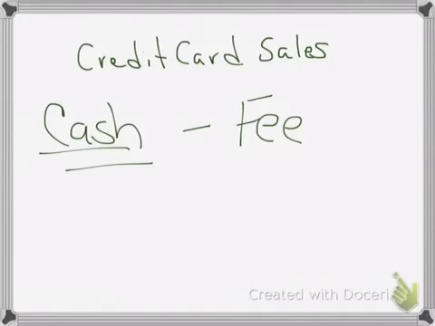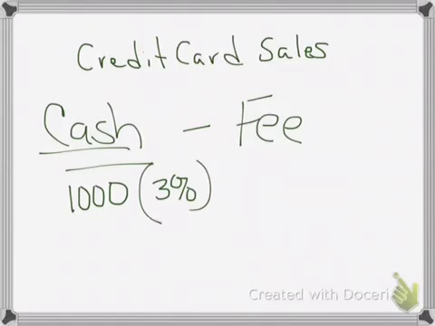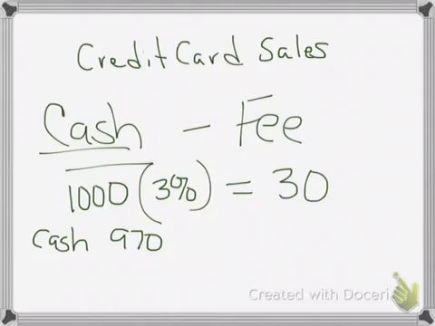So let's just say that we have a $1,000 sale, and the credit card company charges us 3% to actually use this credit card, or to accept this credit card. And so it would actually cost us $30 to accept their credit card. So the amount of cash that we're going to be getting in would be $970, because the credit card company is going to take their fee.